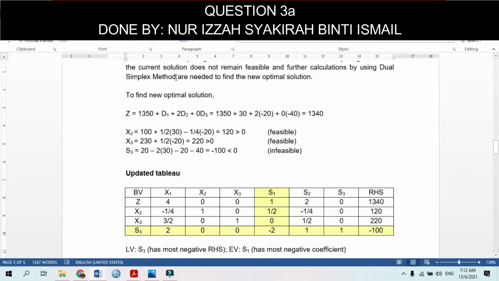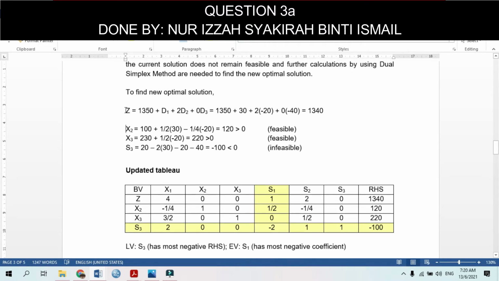To do the dual simplex method, we have to update the optimal value by replacing the right-hand side value of Z, X2, X3, and S3 with new value. Same as before, Z value and BV's value can be obtained by adding original value with dual prices times D1, D2, and D3 respectively. And from the computation, we get the updated Z value equal to 1340, X2 equal to 120, X3 equal to 220, and S3 equal to negative 100.